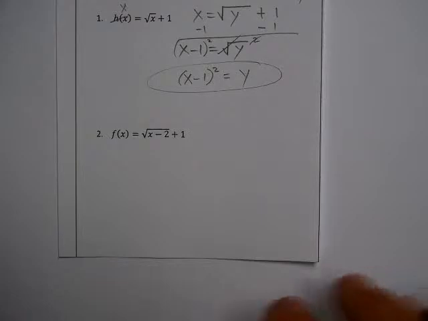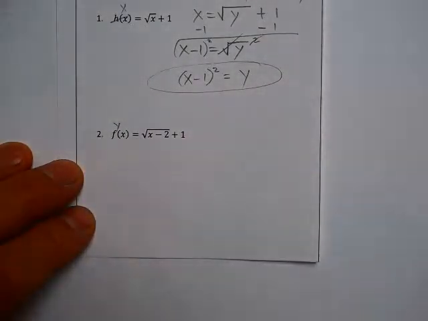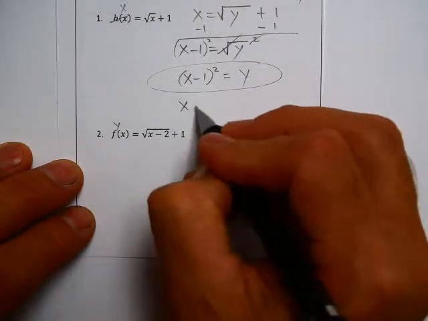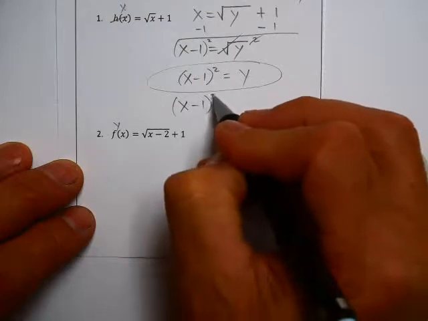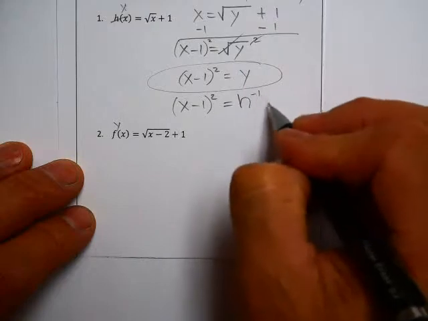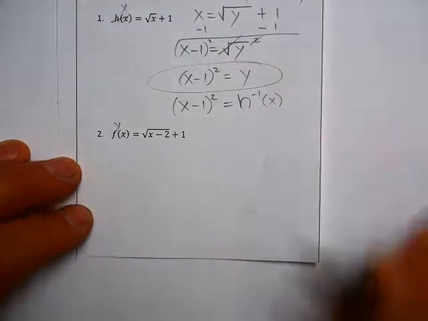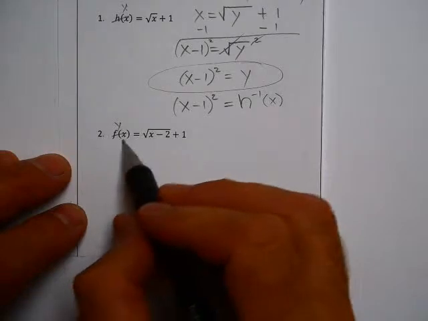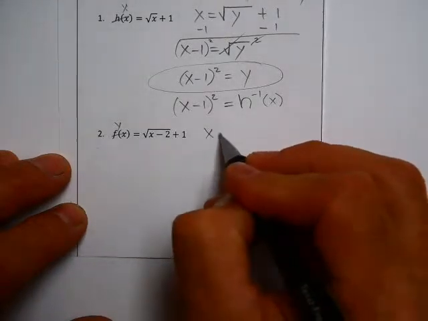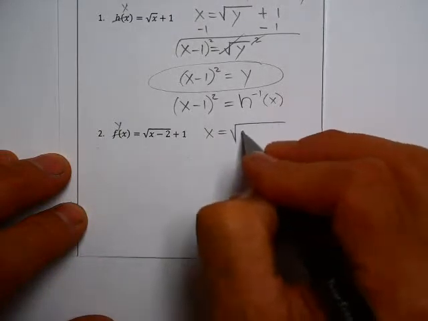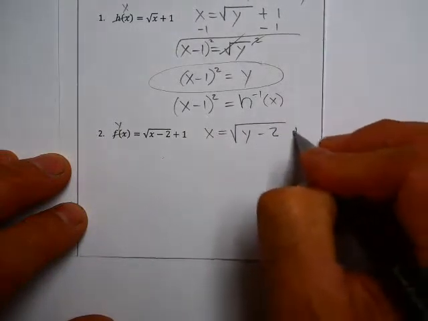Number 2 is going to be the same. So I'm going to call this y. Probably, I'm going to take this one more step. Probably the best way to answer this, though, would be to bring the function notation back: h negative 1 of x is just a fancy way of saying I'm an inverse of a function. So, again, I'm going to change this, and I'm going to say x equals, changing the y and the x in place, the square root of y minus 2 plus 1.